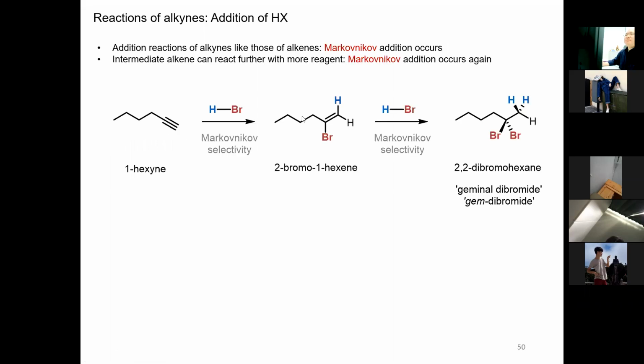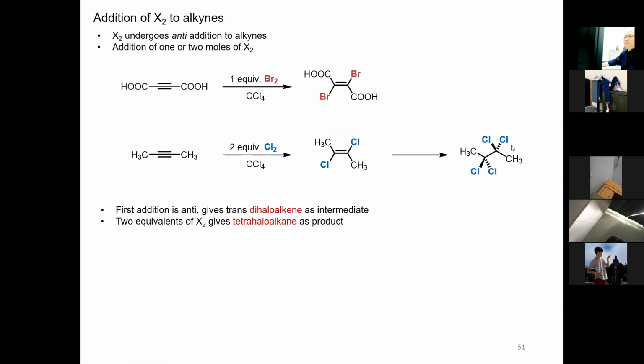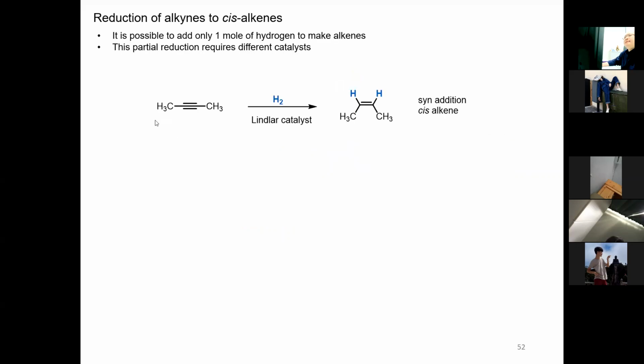Okay, so the alkyne addition, electrophilic addition, can add twice, right? Generate this one. All right. So for the halogen, it's also the same. You can add once, generate a trans, add twice, tetrahalogenation. All right. And alkynes to cis alkenes: H2 with Lindlar stops at the alkene, and the syn addition and cis alkene is generated.